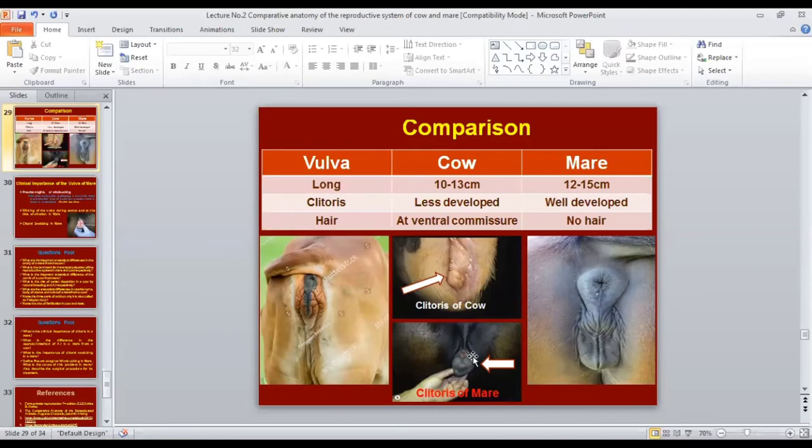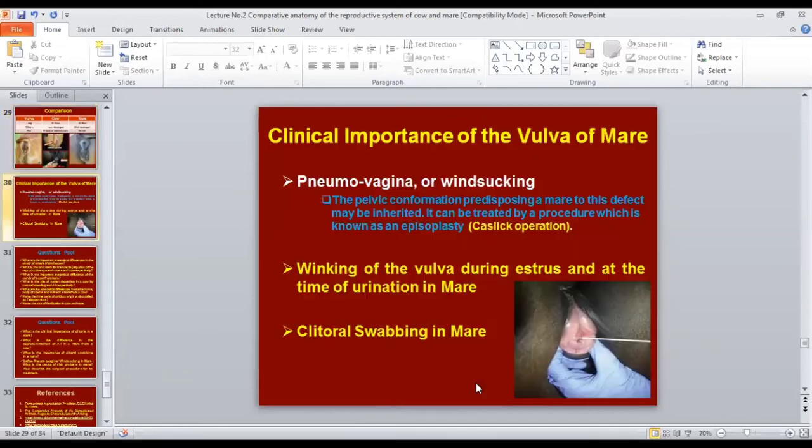There are clitoral sulci that are grooves, longitudinal grooves. Sometimes the pathogens can reside over there. So there is a procedure that is clitoral swabbing that is being performed in the equine, and that is particularly sometimes performed for the contagious equine metritis.